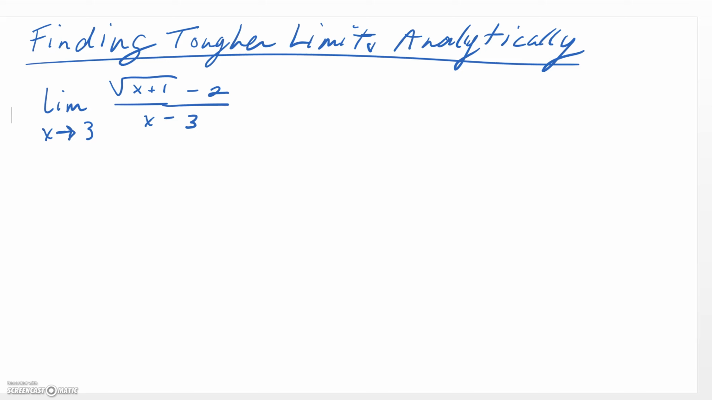I'm going to do a little tutorial here where I teach you how to solve a few tougher limits analytically. We didn't get to this in class, but I'd like you to see these so that you can possibly use them in your homework tonight.